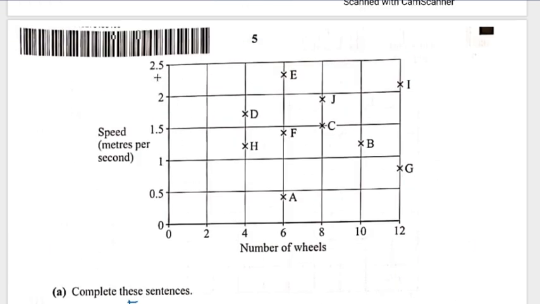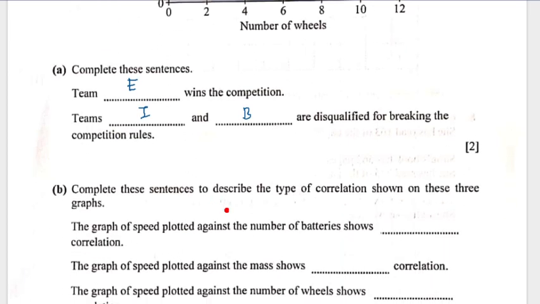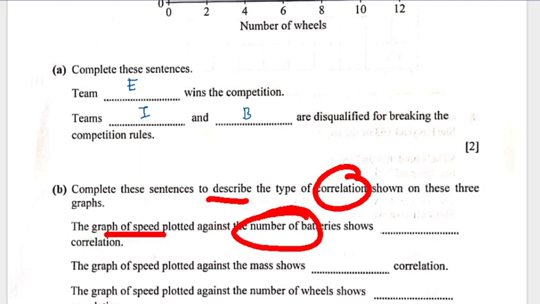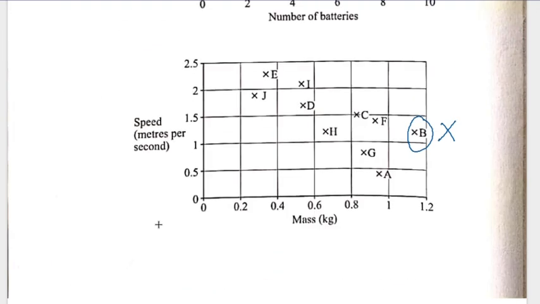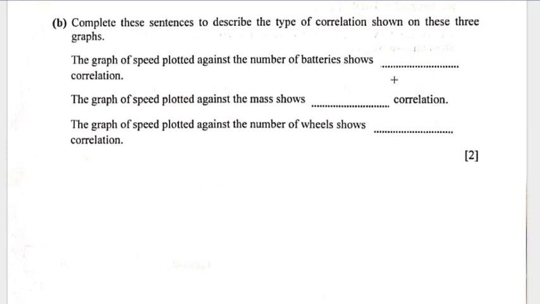Let's see what this graph is for. We read the question. Complete these sentences to describe the type of correlation shown on these three graphs. The graph of speed plotted against the number of batteries shows what type of correlation? This is speed and batteries. If you try to draw a line of best fit here, we can see it's a positive correlation, because it's going up. So we write here positive.